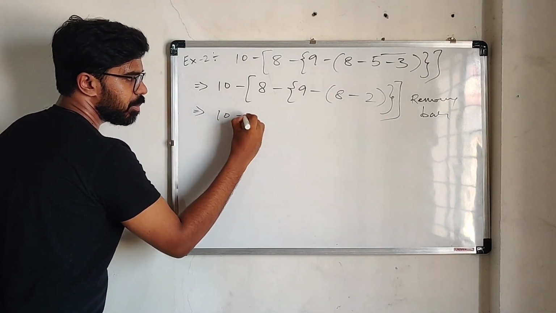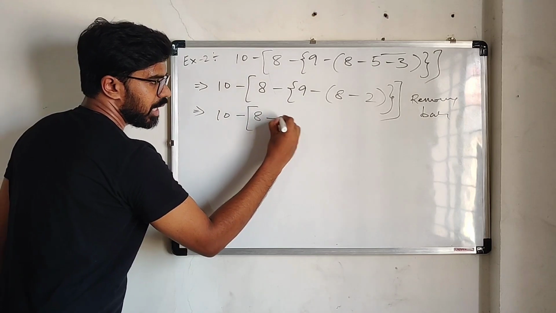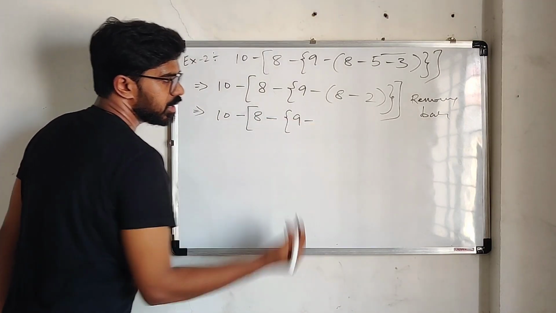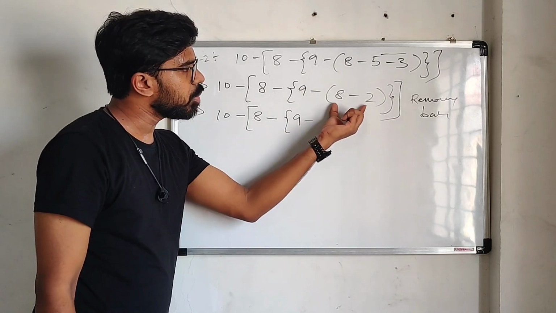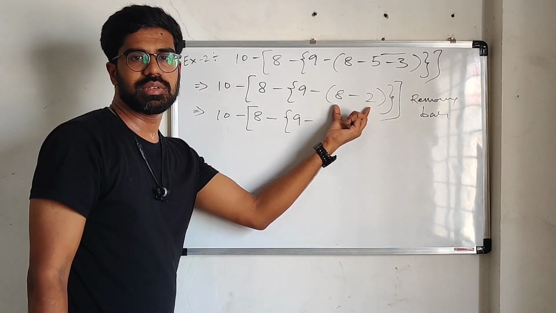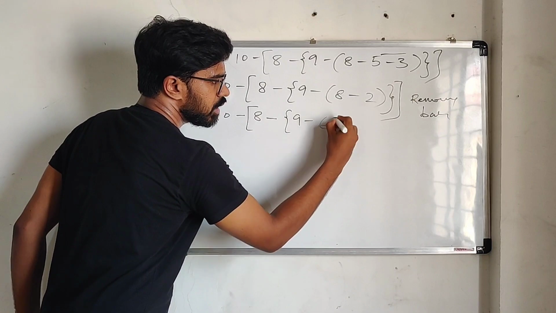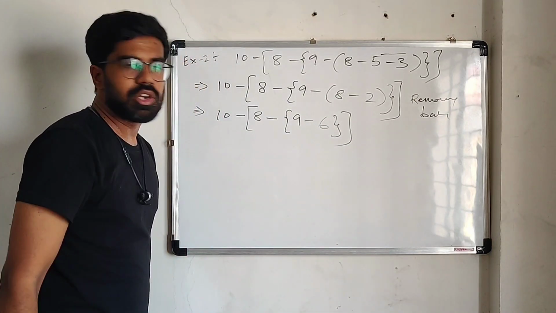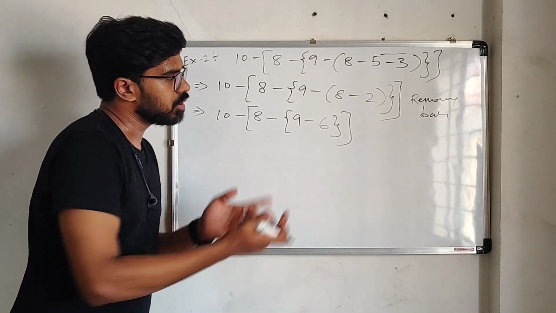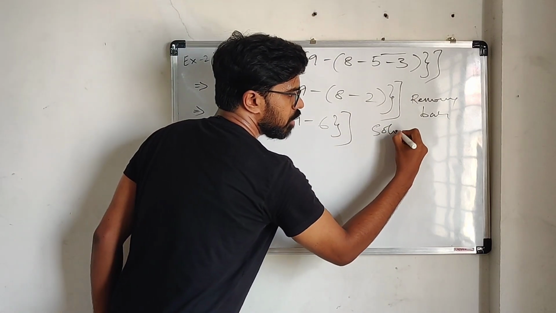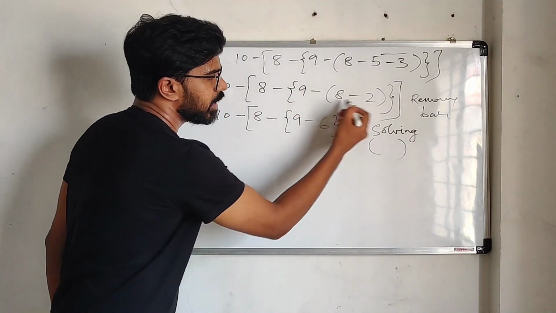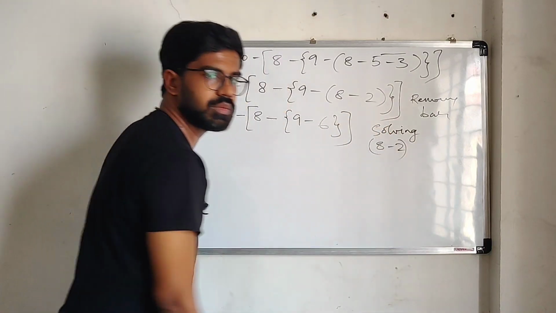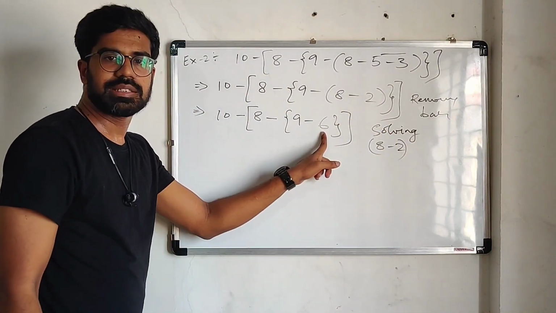Second step will be what? Write 10 as it is, minus 8 minus curly bracket 9 minus. After the bar, what was the priority? Common bracket. So what is there in the common bracket? 8 minus 2. What is 8 minus 2? 6. So simply write 6 over there. Now if you observe carefully, what is gone? The common bracket is also gone. So on the right side, what will you be writing? Solving the bracket. And what was inside the bracket? 8 minus 2. So simply write 8 minus 2, and the answer you have written over here as 6.